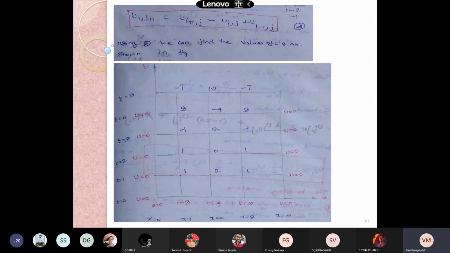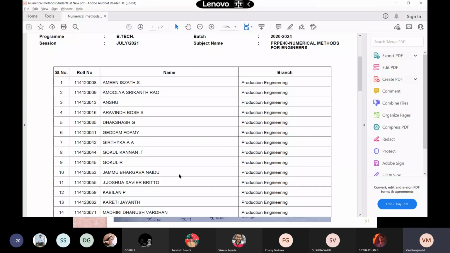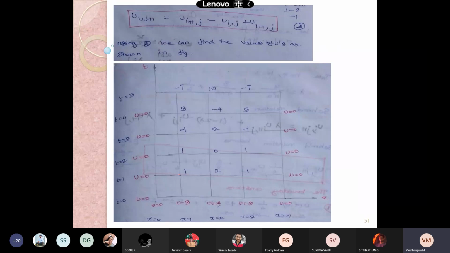We will begin with this. Arvind, take your calculator. Siddharth, you take your calculator. My focus is to find this particular point. This particular point can be calculated.